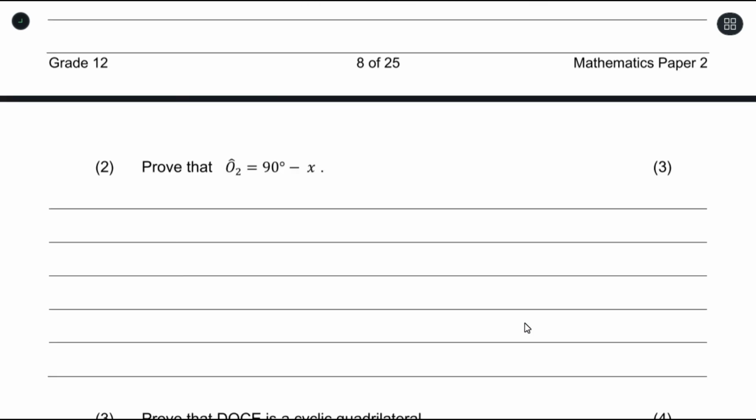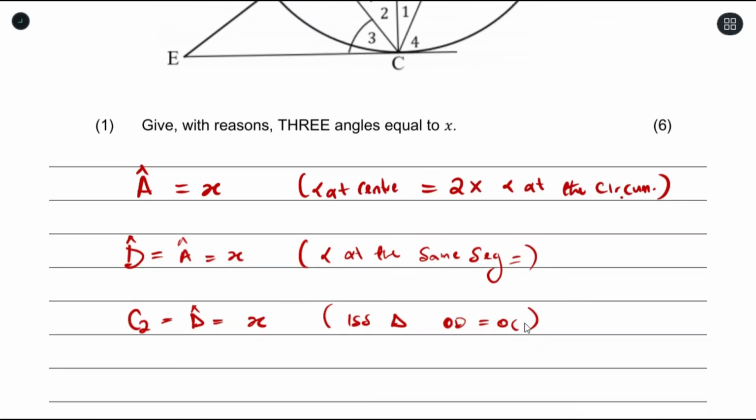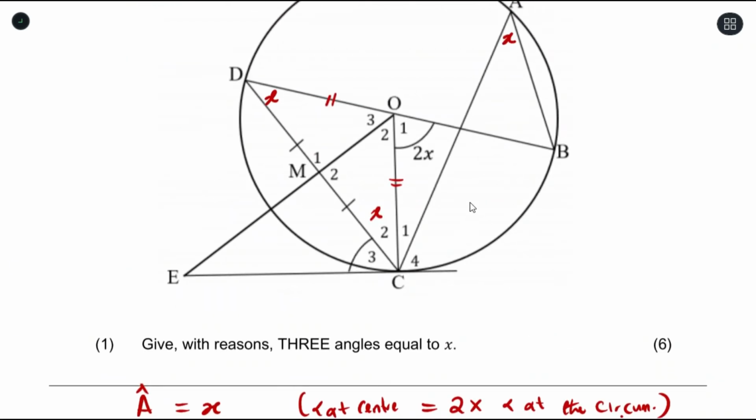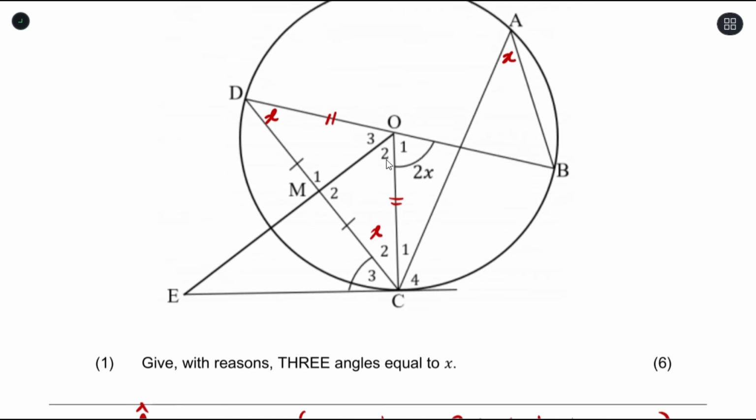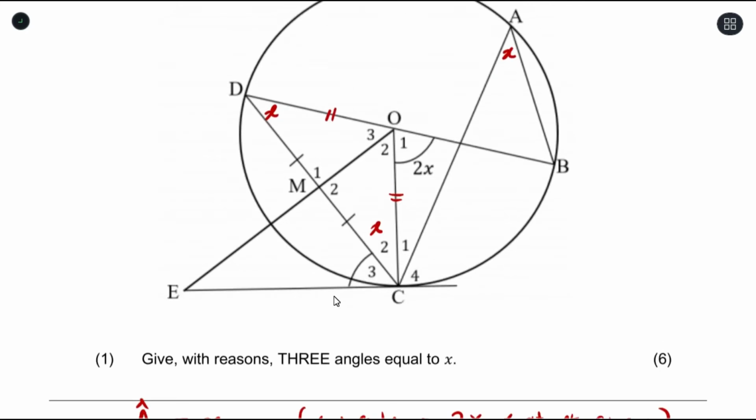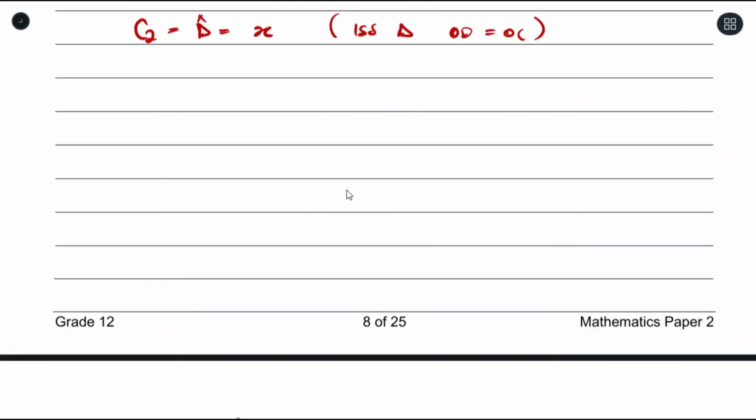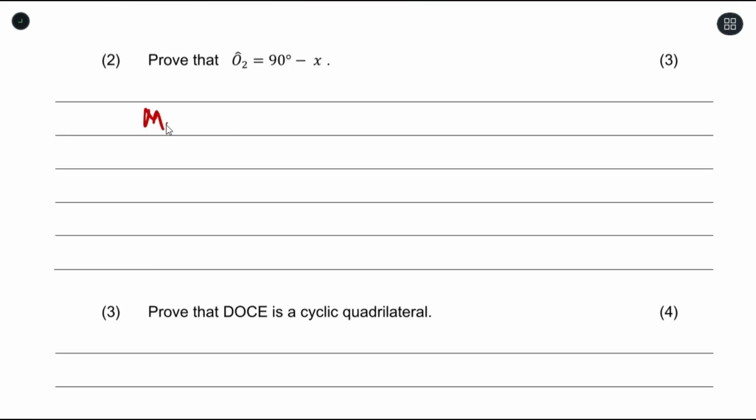Now in question 2 here, they asked us to prove that O2 is equal to 90 minus X. Okay, so we are asked to prove that this O2 here is equal to 90 minus X. So the first thing to do to answer O2 is to figure out what D2 is, right? And we can use the first theorem. Now this is 90 degrees. The reason why it's 90 degrees is M2 is equal to 90 degrees.